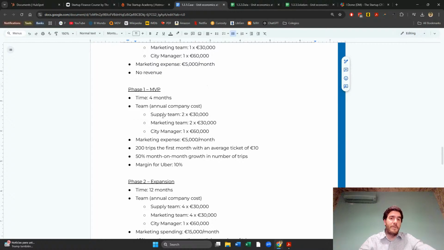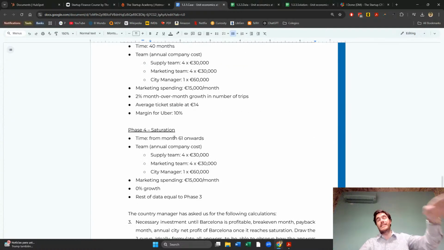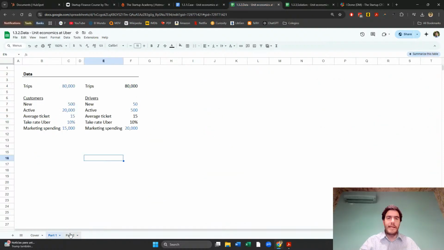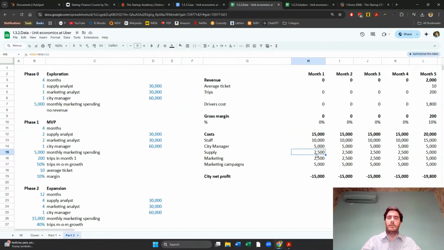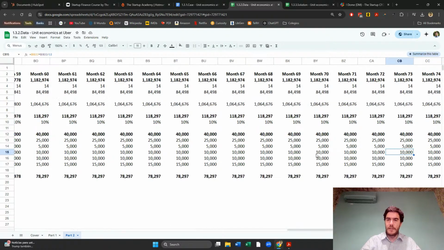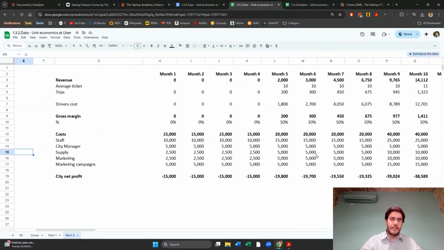Then you enter an MVP phase where you start spending on marketing, you start having these trips. Then expansion, then stabilization, and then saturation. But you know, Uber in Barcelona cannot have 3 million trips per day, ever. So forget about that. In the data, we have the P&L of a city comparable to Barcelona for 7 years. I think we modeled it. You see at the beginning, no revenue, and then some revenue, and some cost.